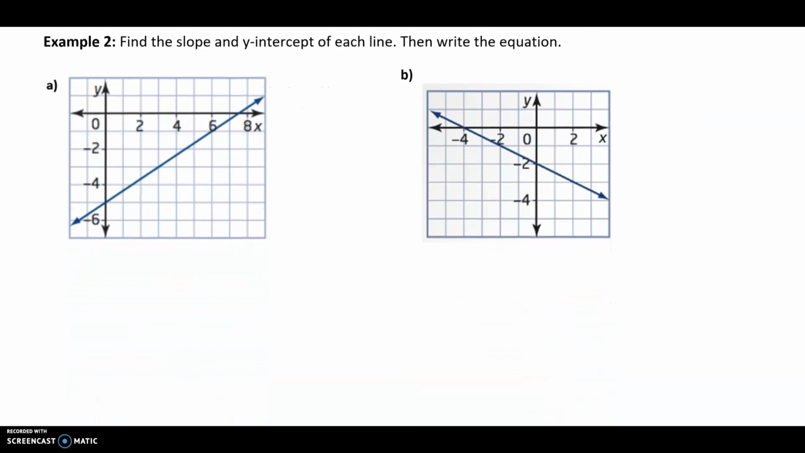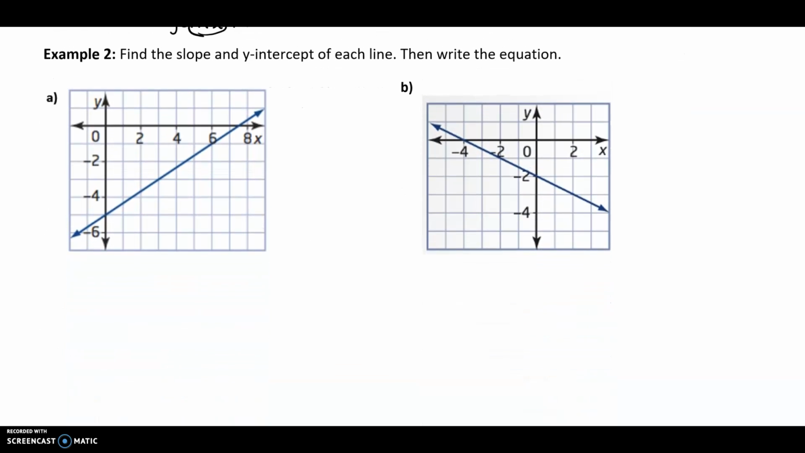In example 2, we're going to do the same thing. We're going to state the slope and the y-intercept, and this time we're also going to write the equation. So we're going to state the slope, state the y-intercept based on the graph, and then write an equation. So let's start with the y-intercept. My y-intercept is where the line crosses the y-axis, so that'll be right here, and I can see that that is -5.